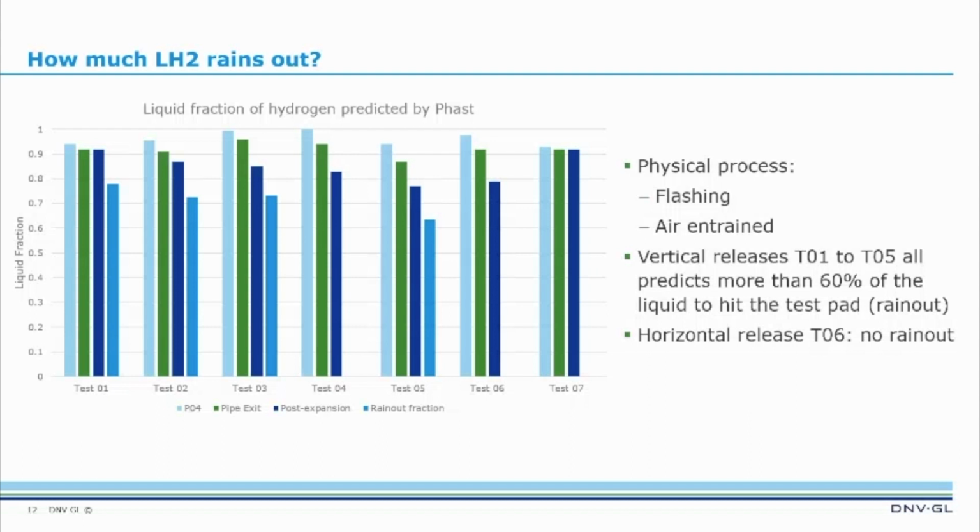And also the rain out. The analysis of how much liquid actually rains out is quite complex, but given the complexity, we're predicting a reasonable amount of the rain out. Of course, it's going to tend to evaporate very quickly because of the high rates of heat transfer. But at least the amount of rain out can be reasonably predicted.